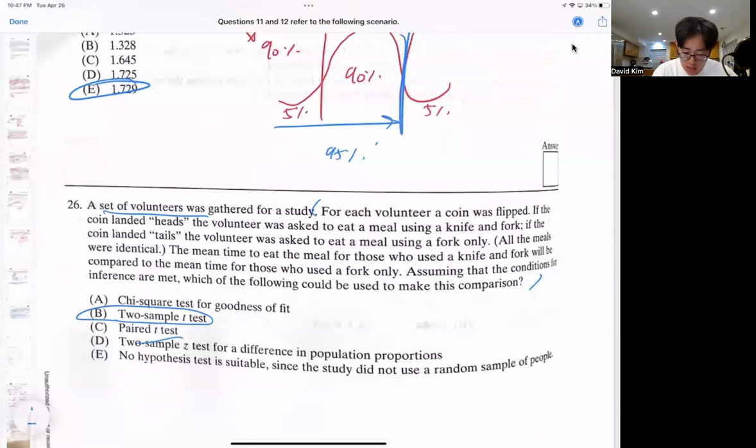We have a heads, the volunteer was asked to eat a meal using a knife and a fork. That's your one independent sample versus another volunteer was asked to eat a meal using a fork only. So you have 2 separate independent samples. So therefore you take 2-sample t-test.